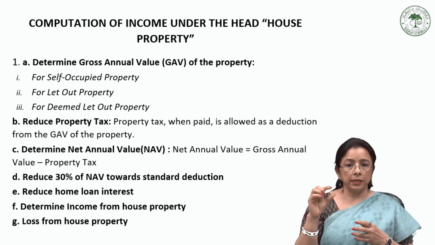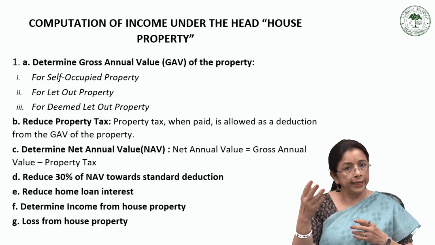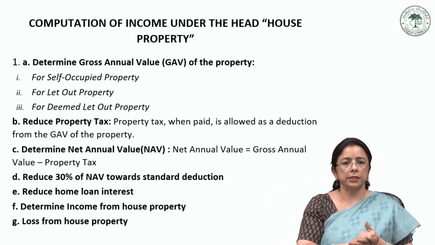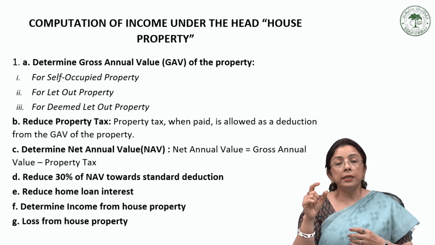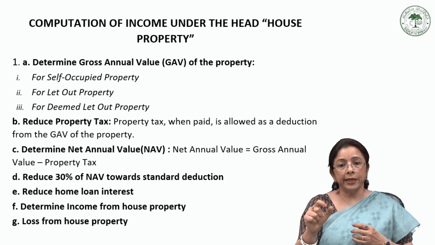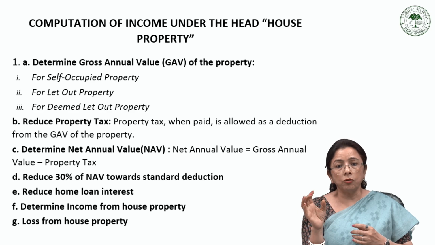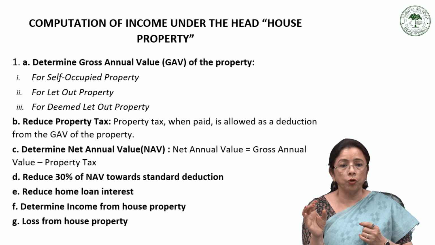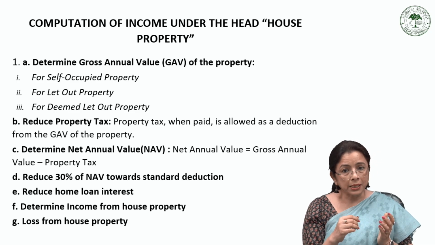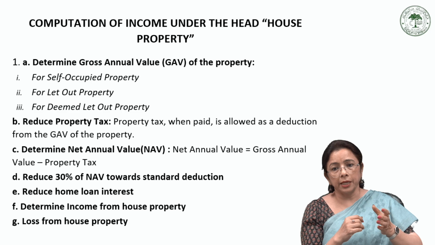The formula for the net annual value is the gross annual value minus the property tax, or minus the municipal taxes. After that, there is a standard deduction of 30% that is allowed to be reduced from the net annual value, under section 24 of the Income Tax Act. No other expenses such as painting, repairs, etc. can be claimed as tax relief beyond the 30% cap under this section.